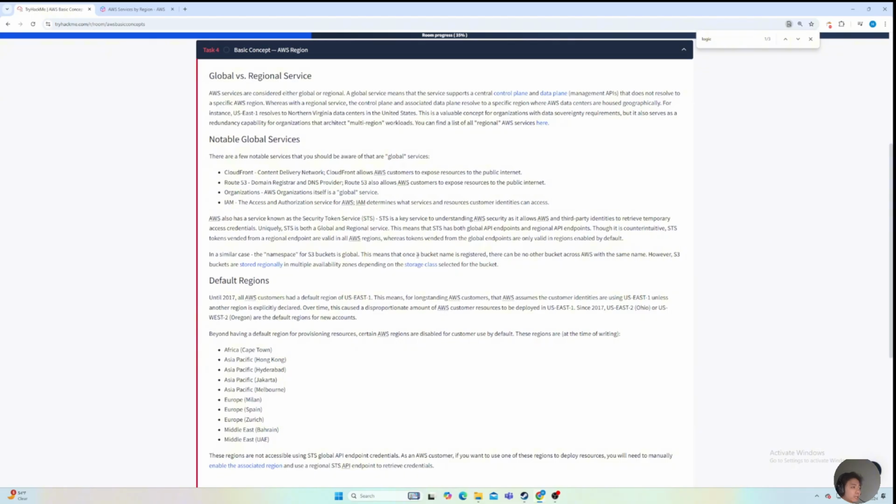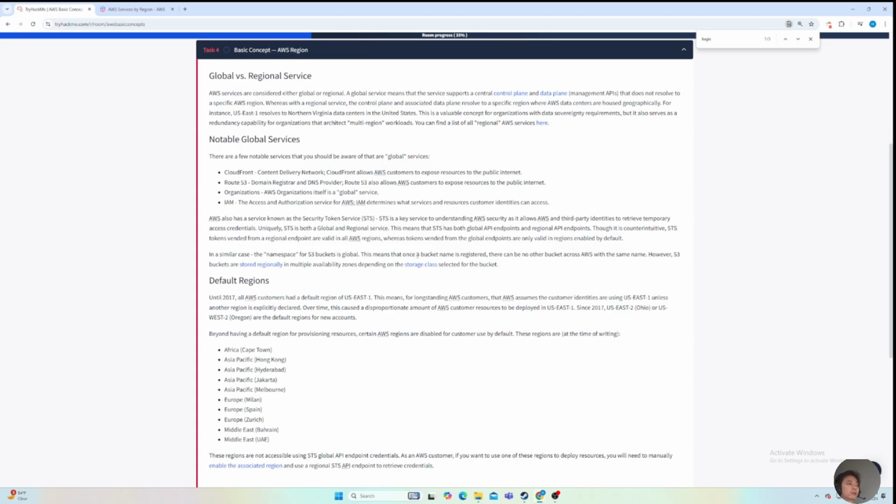In a similar case, the namespace for S3 buckets is global. This means that once a bucket name is registered, there can be no other bucket across AWS with the same name. However, S3 buckets are stored regionally in multiple availability zones, depending on the storage class selected for the buckets. Default regions. Until 2017, all AWS customers had a default region US East 1.